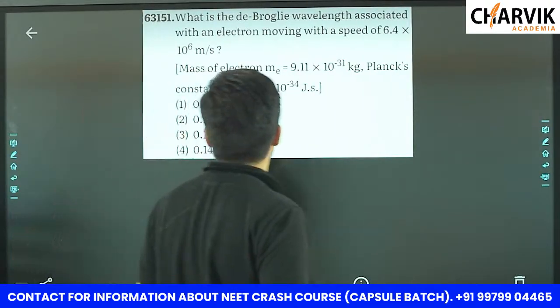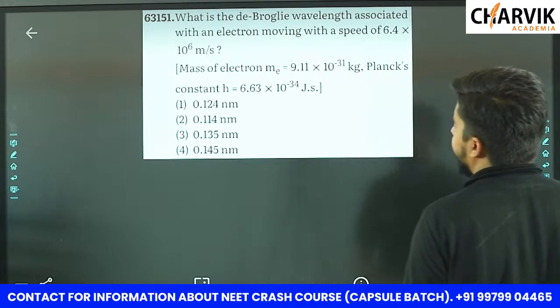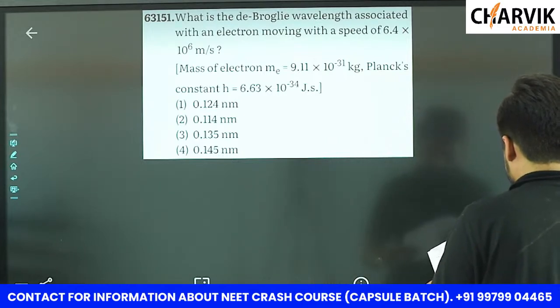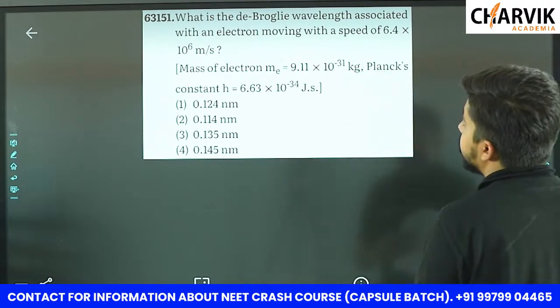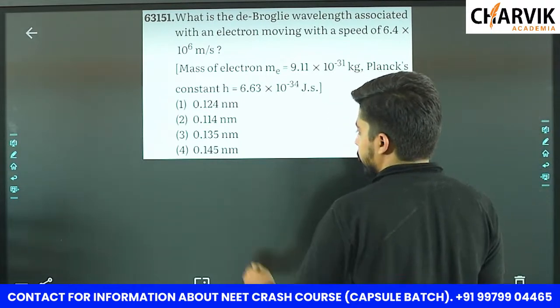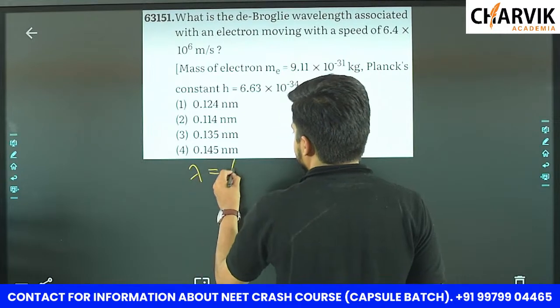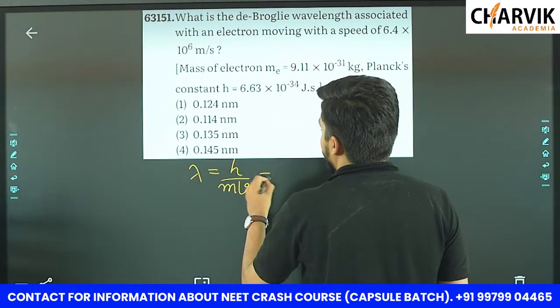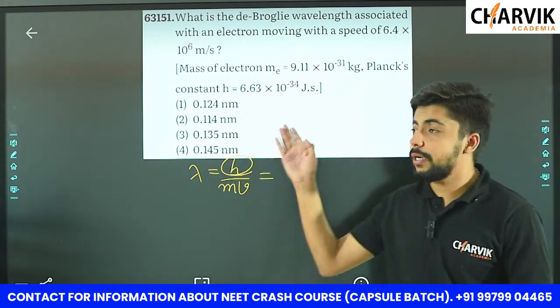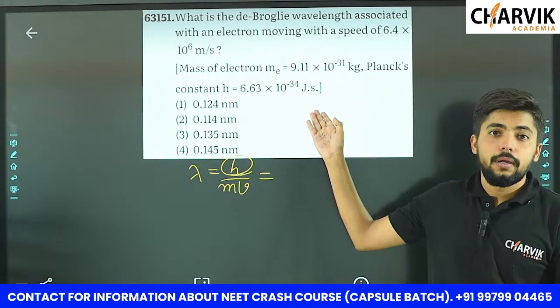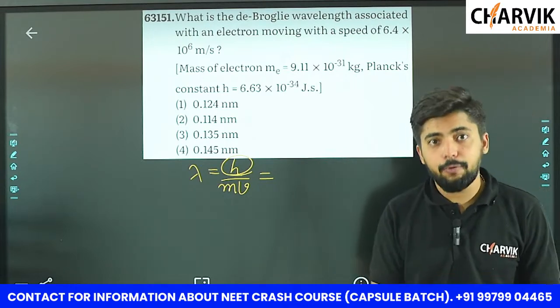Okay, next question. What is the de Broglie wavelength associated with an electron moving with a speed of 6.4 into 10 raised to 6 meter per second? What should be the formula for this? Lambda is equal to h upon mv. What is h? It is Planck's constant. Even the value of Planck's constant is given in the question. Even if you do not remember that value, you can still get the answer.